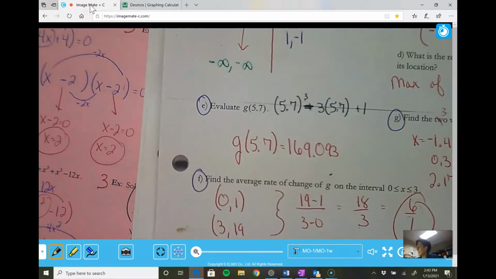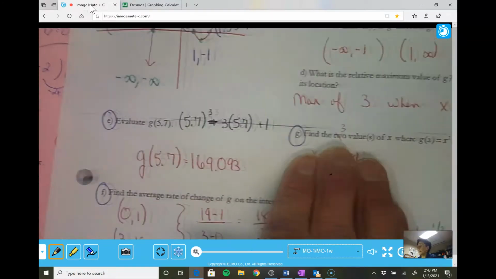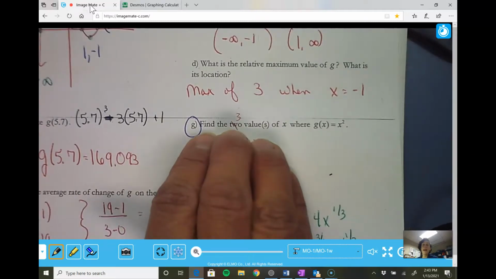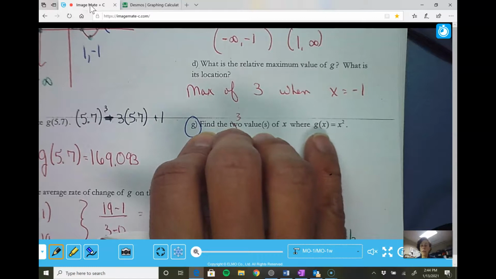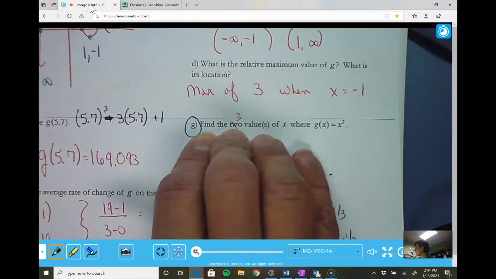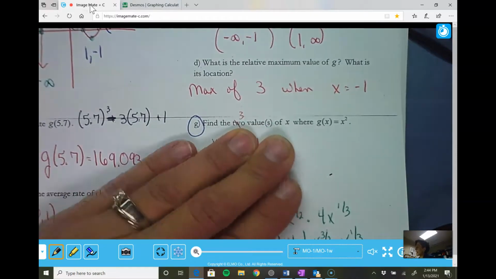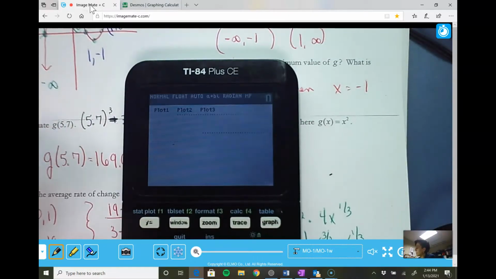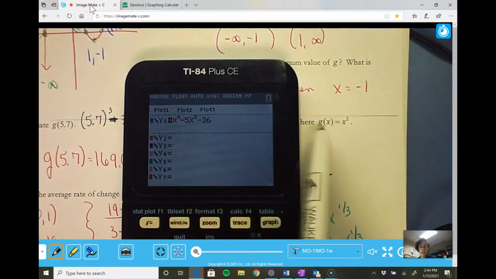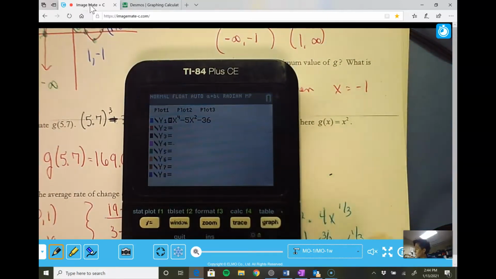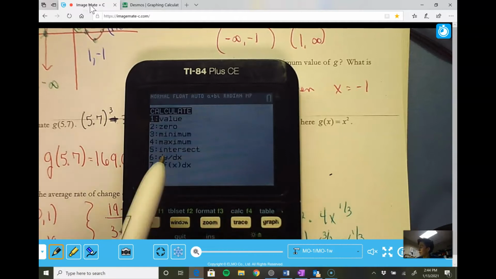The final one that I want to talk about is G, and there is a typo. It says find the two, it's actually 3 values of x where g of x equals x squared. On the graphing calculator, we would have already had our x cubed equation in a y equals, and since there's another function, I could put that in a second y equals, and then we would have seen where they intersected. We would have done second trace and chosen intersect.